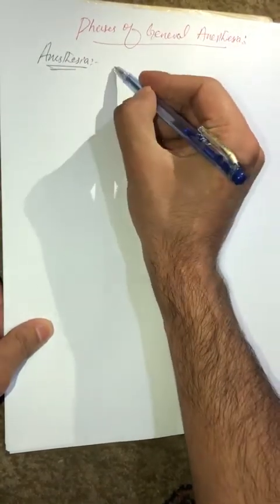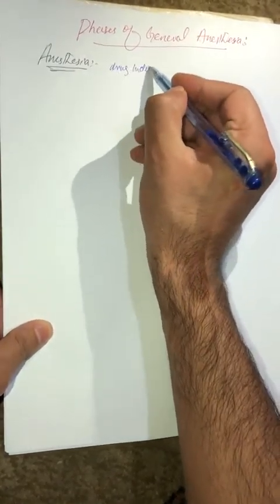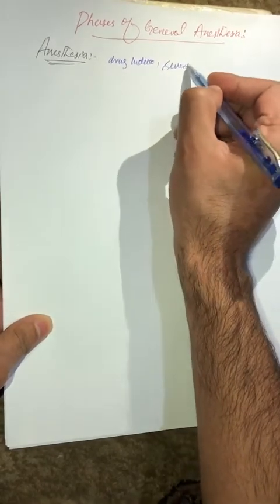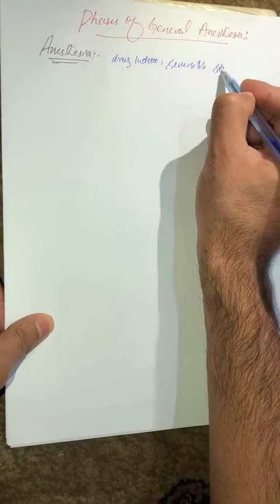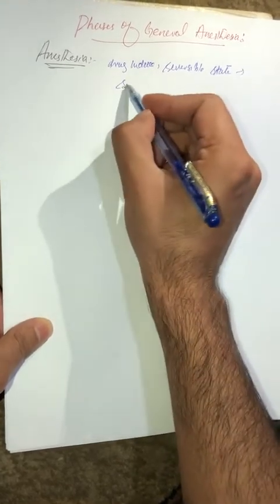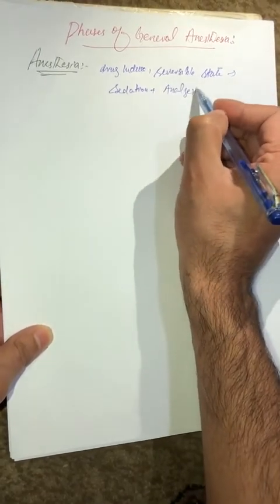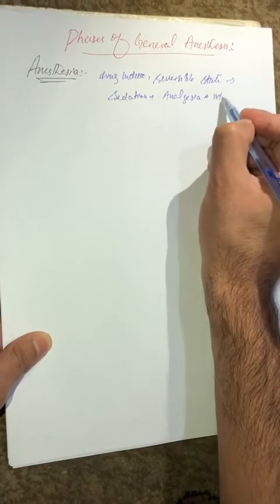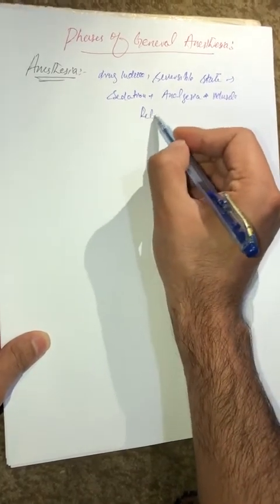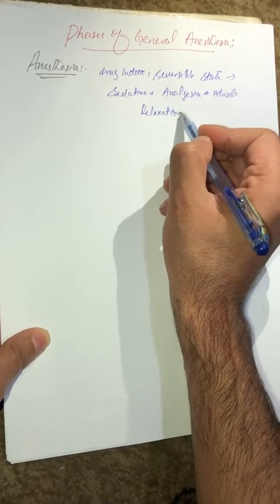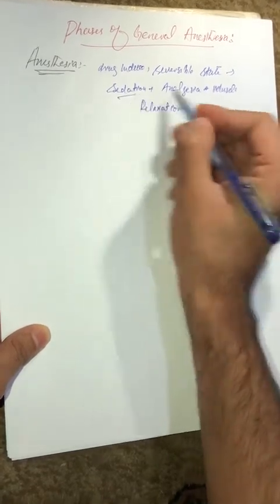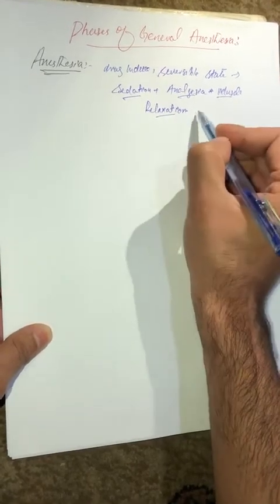What is anesthesia? It is a drug-induced reversible state characterized by three things. First one is sedation, second one is analgesia, and third one is muscle relaxation. Always remember this definition. Drug-induced reversible state characterized by sedation, analgesia, and muscle relaxation is called anesthesia.